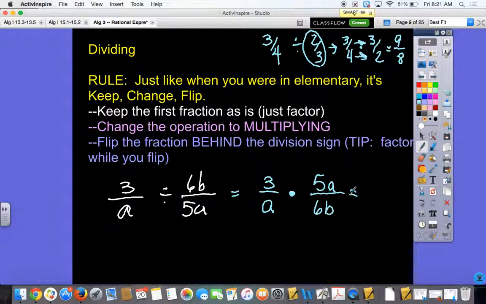Then find matches. Now that we've turned the second one upside down, you have an A in the top and an A in the bottom. And 3 and 6 have a common factor. 3 goes into 3 once, 3 goes into 6 twice. I think that's it. We just got to multiply straight across. That's a 1 times 5 is 5. And then we have 2b in the bottom. That's as good as it gets.